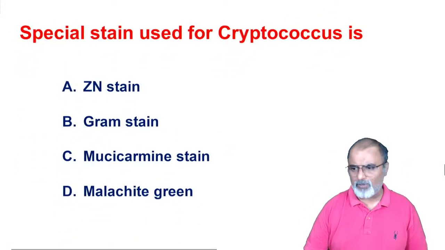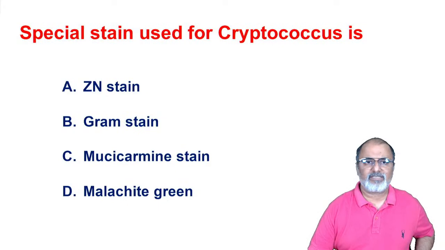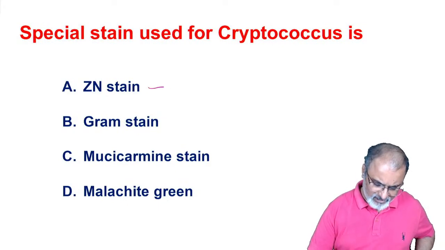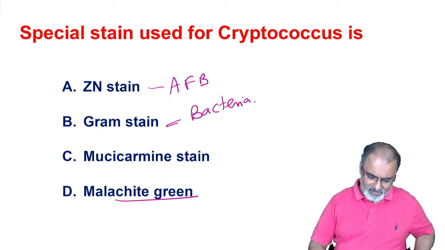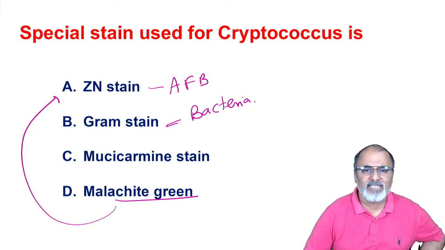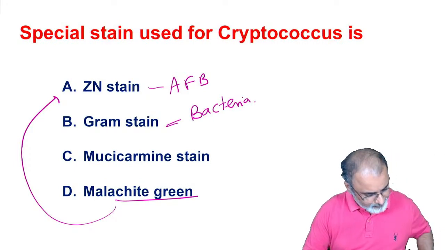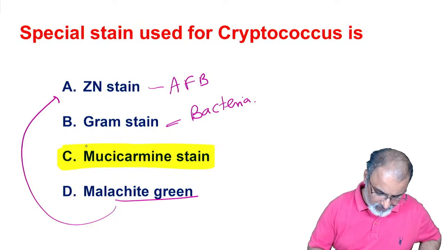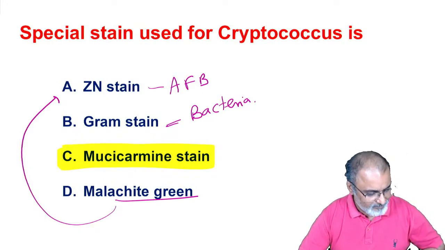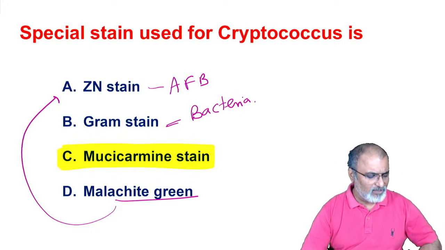Next is, special stain used for Cryptococcus is. You must know, Ziehl-Neelsen stain for acid fast bacteria, Gram stain for bacteria, not a special stain, it's a differential stain. Malachite green, we are using it in Ziehl-Neelsen stain. It's a counter stain in Ziehl-Neelsen stain. And a specific stain for Cryptococcus is mucicarmine stain. Exclusive for Cryptococcus.